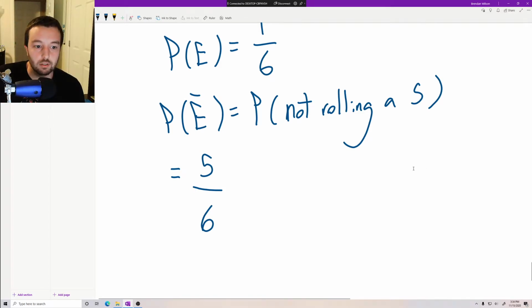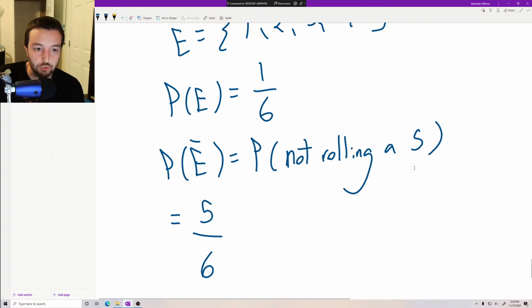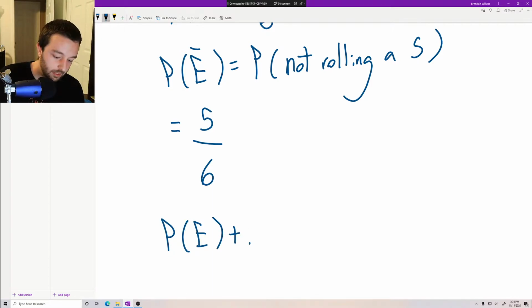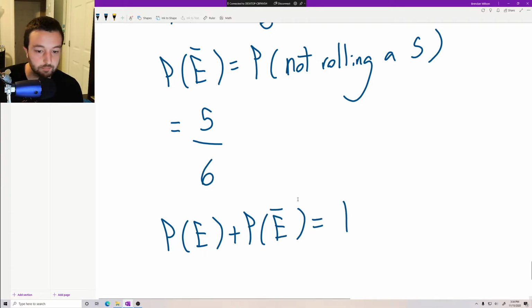One thing that will hold true for all of these complements is that the probability of E plus the probability of E complement is equal to 1. In other words, if you take the probability of getting some event and the probability of not getting that event, they should add up to 100%. That makes sense because those are the only two possible things that can happen. The event either happens or it doesn't. One of them has to happen.